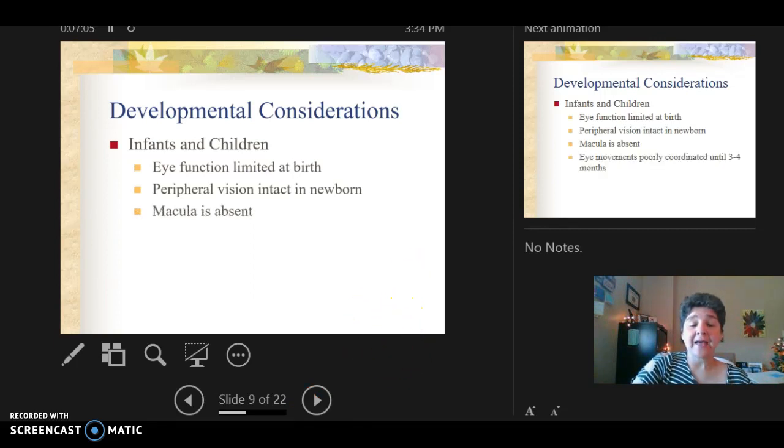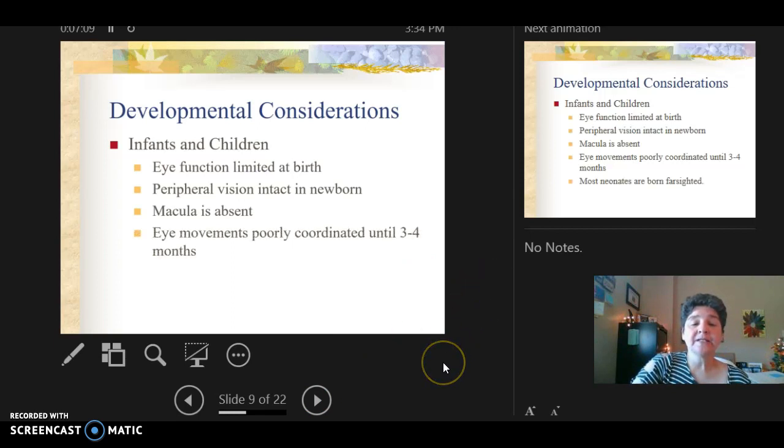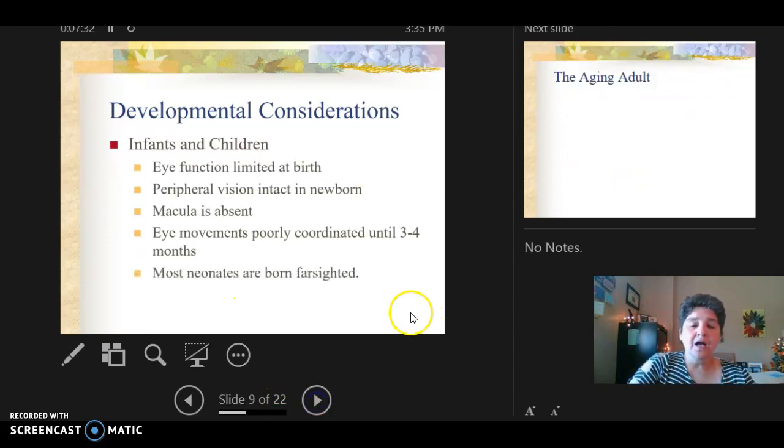They do not have a macula at this point. And they usually don't have very well-controlled eye movements until they reach about 3 to 4 months old. It's when they reach that 3 to 4 months age that they're able to focus on an object. Before that, if you hold something in front of them, they really can't focus at that point. And most babies are born farsighted.